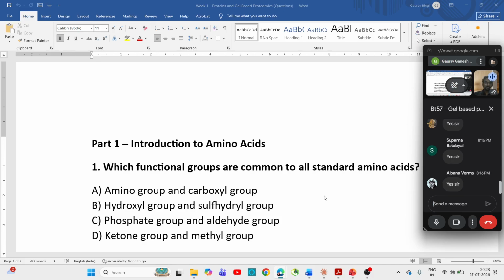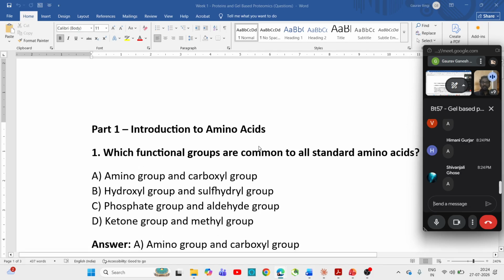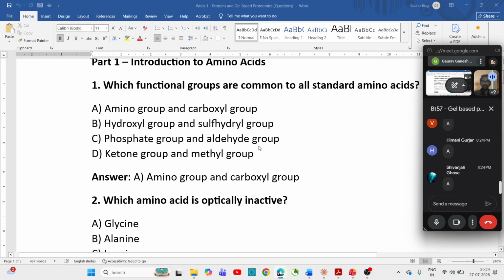So which are the functional groups that are common to all standard amino acids? You can tell me the option, or you can just say A, B, C, or D, whichever you feel is the correct answer. Okay, everyone is saying A. Yeah, A is the correct answer. As we saw on the first slide of the presentation itself, it has an amino group and a carboxyl group.